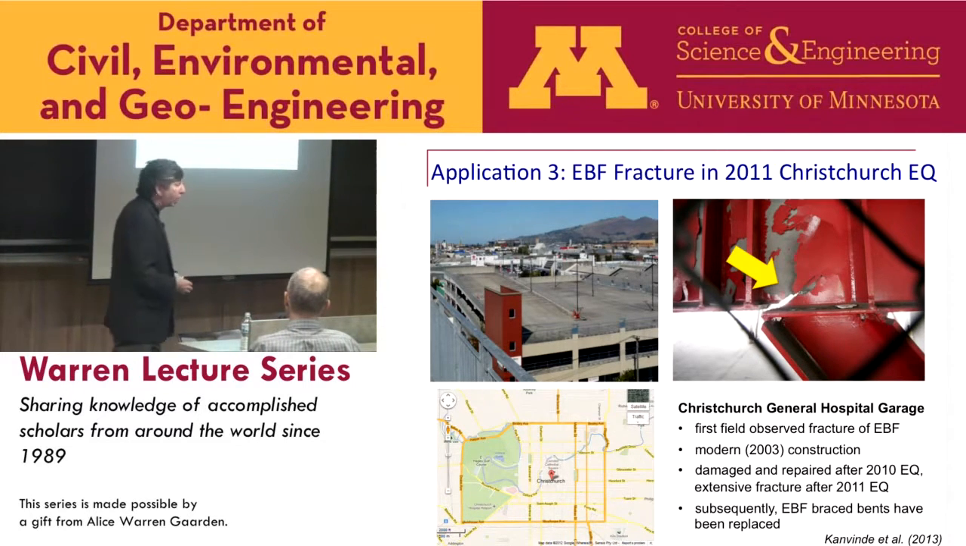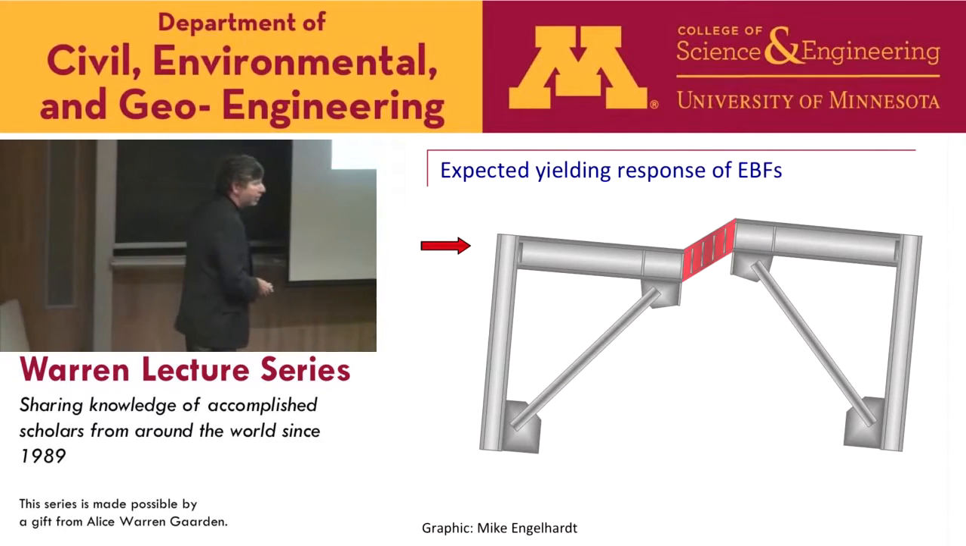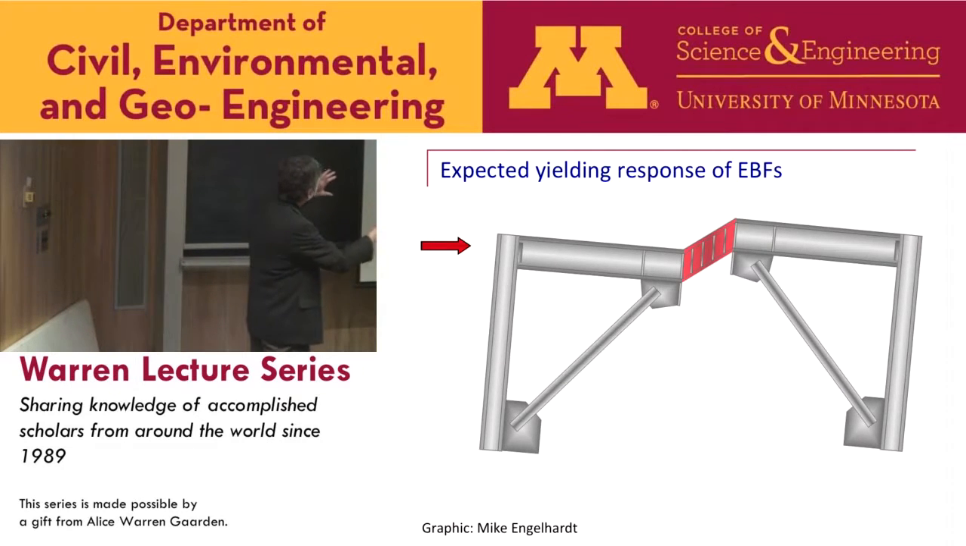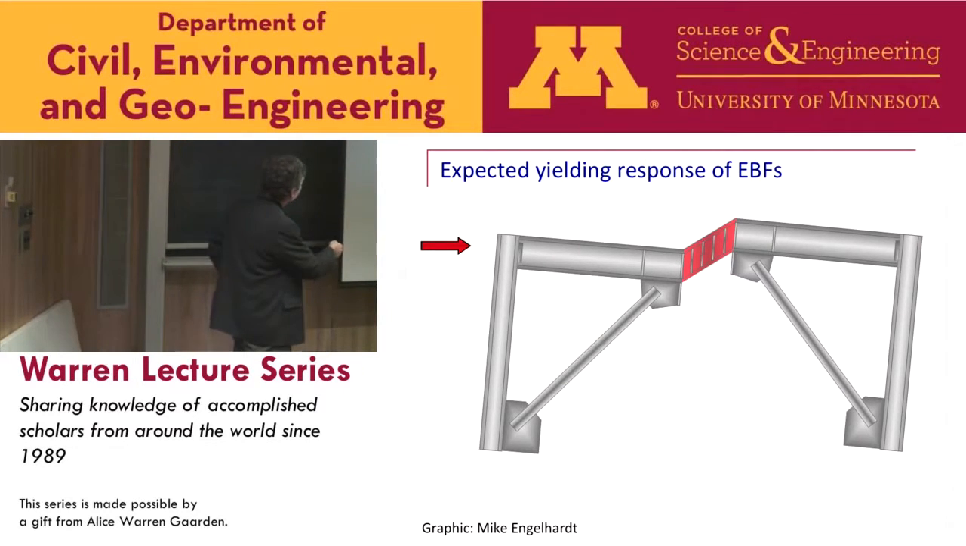For those who aren't familiar with these eccentric braced frames, they're a seismic system that under lateral loading is designed to dissipate energy in these link locations here. So to purposely avoid brace buckling and to concentrate the inelastic deformations in the link, but hopefully these are ductile enough that they don't fracture in the way we saw.